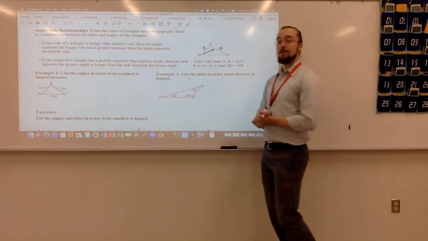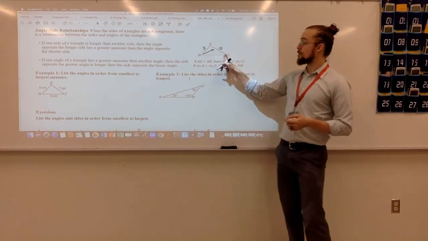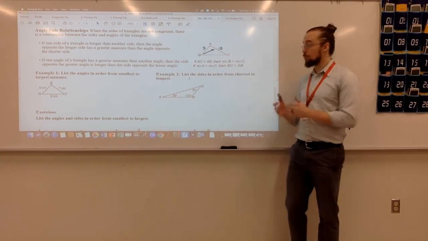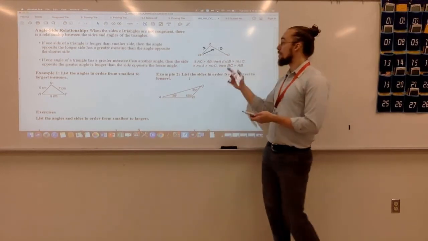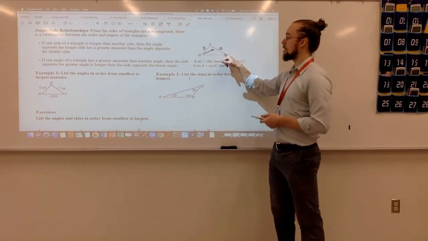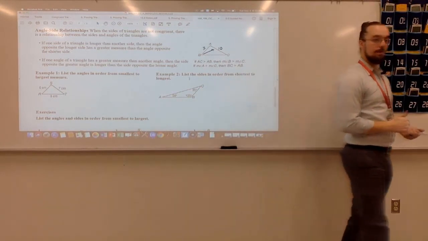Okay. You're saying C has to be smaller? C would have to be smaller than B. Yeah. I don't know for sure what the measurements are, but I know that since angle B is opposite a longer side than angle C, angle B would have to be larger than angle C.